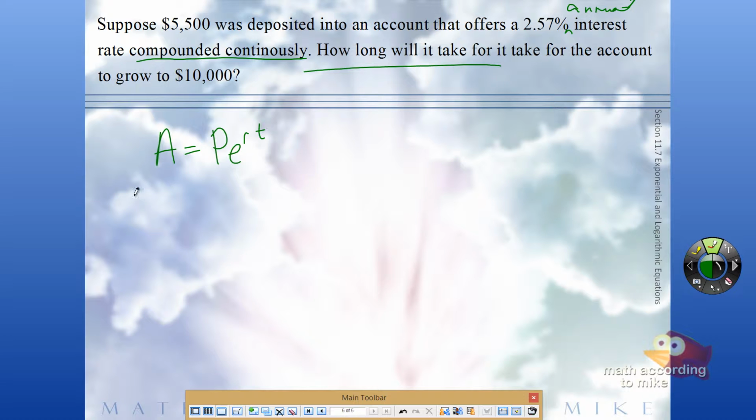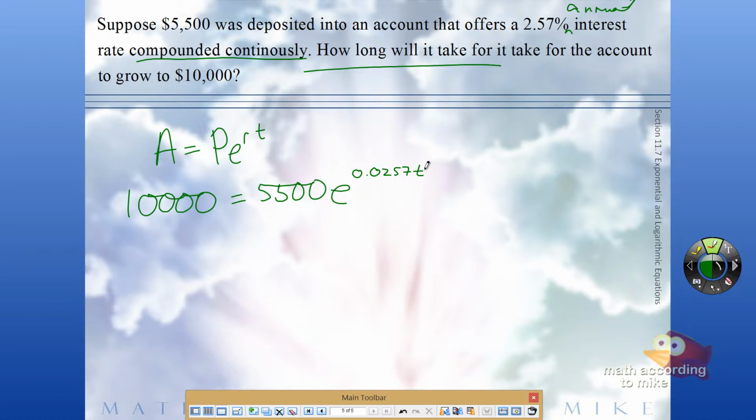A is how much you have at the end. We want 10 grand at the end. P is how much you start with. We're starting with 5,500. E is not a variable. E is the number e. R is your interest rate as a decimal. So 2.57% becomes 0.0257. And T is time in years, so just T, because we don't know exactly what it is.